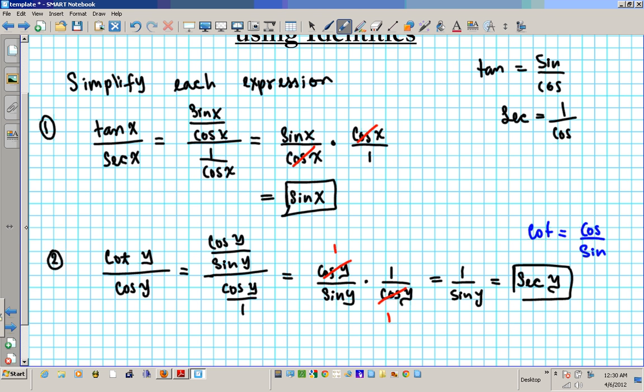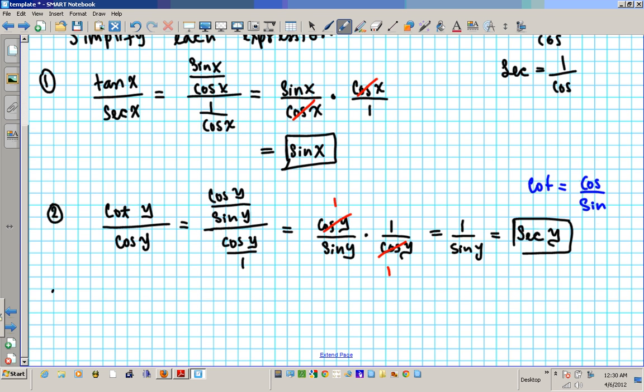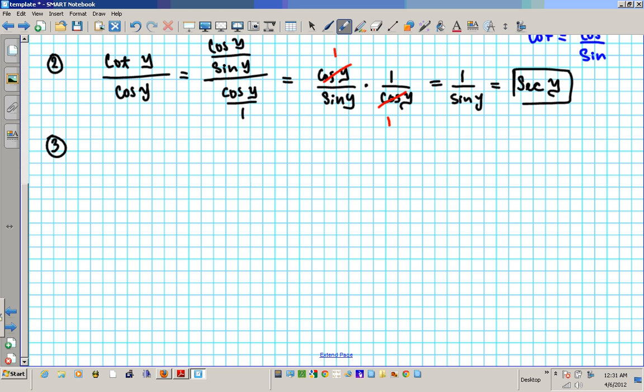Now, let's move along to question number 3. We're going to try and simplify cosine of x plus pi divided by sine of x minus pi. Alright, let's try this one out.